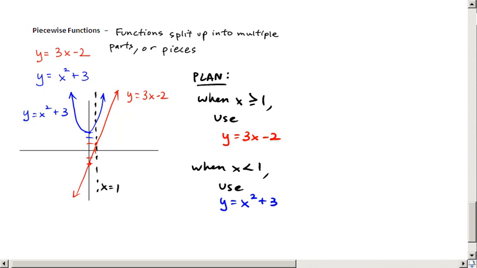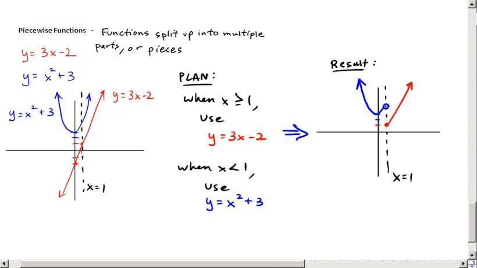So here's my plan. When x is greater than or equal to 1, I only want to use the one in red. And when x is less than 1, I only want to use the one in blue. So the result then looks like this. If I were to continue the blue one, it would look something like that, which would be the rest of the blue graph from the beginning, but I don't want that to happen when x is greater than or equal to 1. I only want to use the red one. Similarly, when x is less than 1, I only want to use the blue one. And so now the vertical line test works and everything is happy.